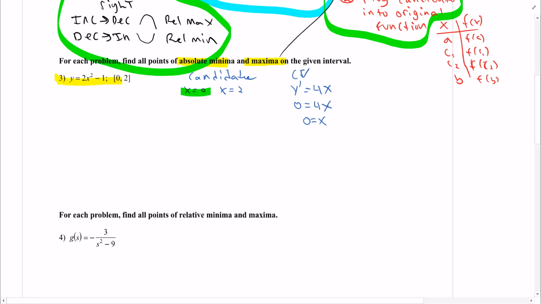Those are my candidates. So we're going to make a little table of values. We're going to put x, y. We're going to plug in 0 and 2.